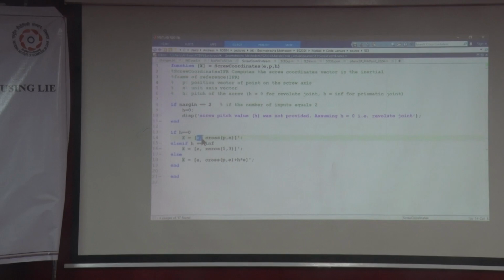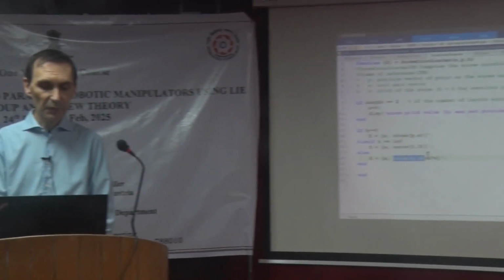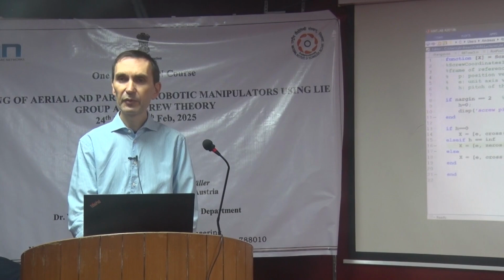Okay, so the screw coordinate is E cross product of P and E if the pitch is 0. I mean, essentially this is the same. That's the special case of the last one, right? Because the general case was this: we have the vector E, and then comes the cross product P and E plus the pitch times E. Now the special case here is, what if the pitch is infinite?